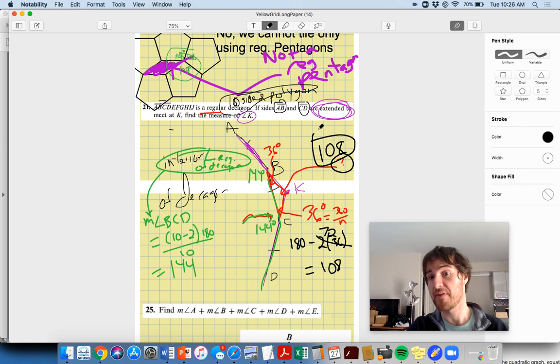Second time in this homework, you have this 108 answer. Remember that one is from a regular pentagon's interior angle, 108. This has nothing to do with that. It just happens to be 108 as well.